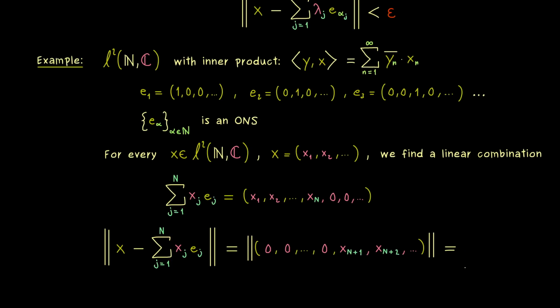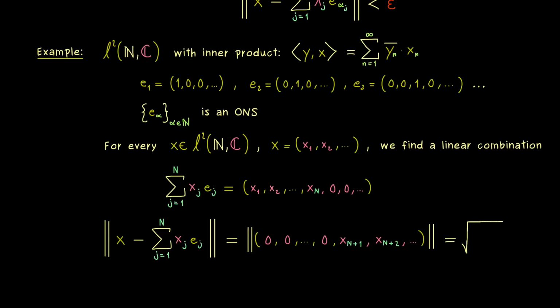By definition, we know it's the square root of an infinite sum. Indeed, in the infinite sum, we have the absolute value of xj squared. However, now we know that we start with this index j at the value n plus 1. This is important because we know by the definition of our small L2 that this whole thing goes to 0 when we send n to infinity. This means by making n larger and larger, we can make this number as small as we want. In particular, we can make it smaller than a given epsilon.